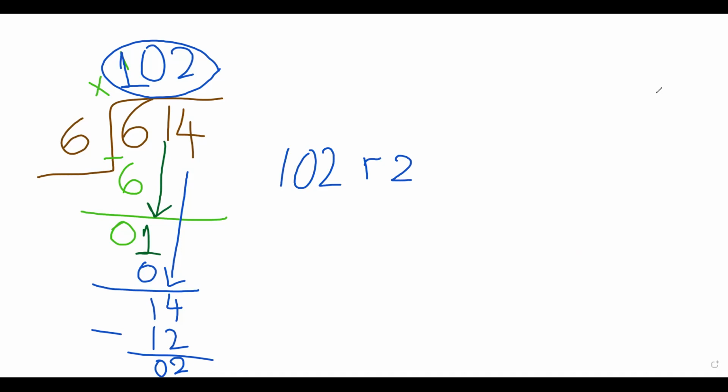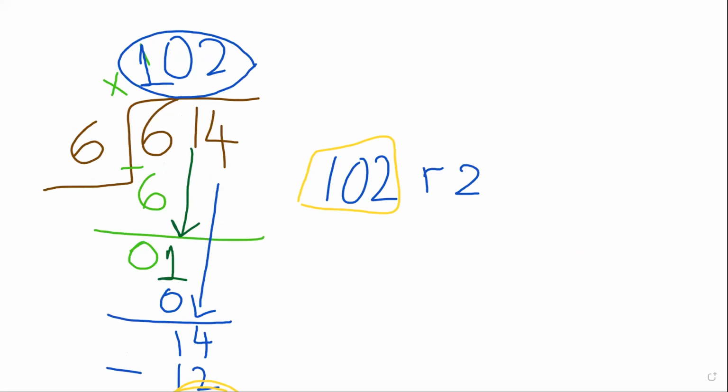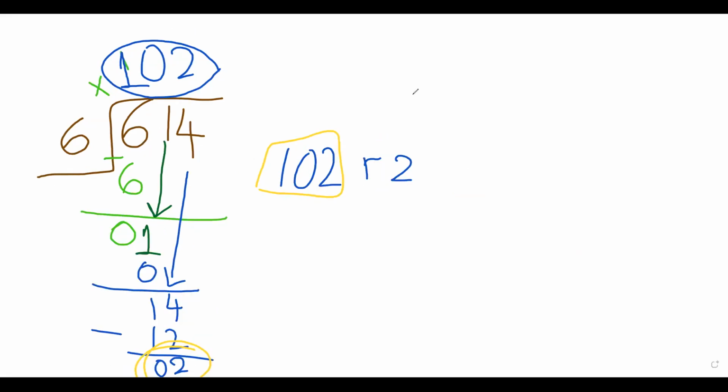So then here, 614 divided by 6. When I divide it, I have an answer: my answer is 102. But there's a remainder here. So what should I do with this remainder? When I need to write the answer, I will write 102 R, which means remainder. So I will read it as 102 with a remainder of 2.